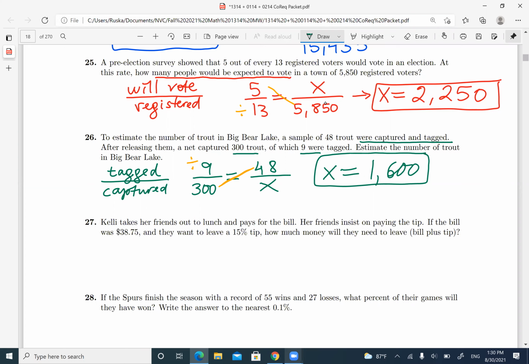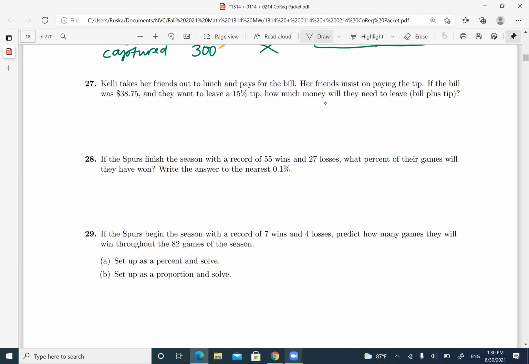Okay, everybody doing okay so far? So we're gonna go to number 27 and 28. I'm just gonna do some of those. Actually, that's the last, okay, that's only one page.